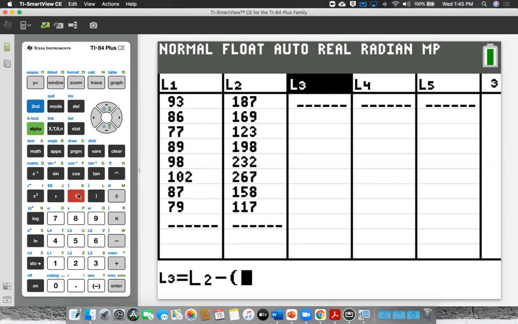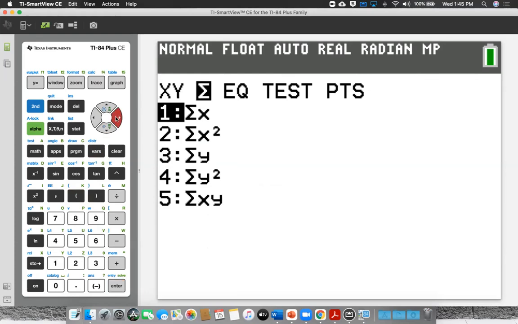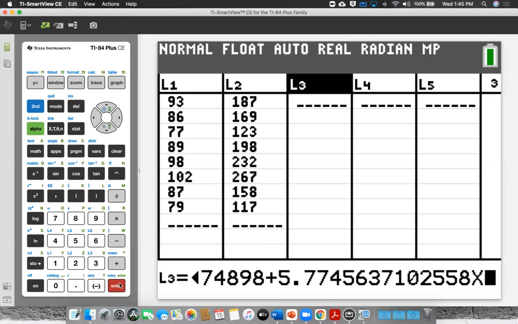So I need my regression equation. My regression equation, I just calculated A and B. So now my calculator remembers it. So to go retrieve it, you're going to go to vars, down to statistics, over to EQ, regression equation. And there it is there.